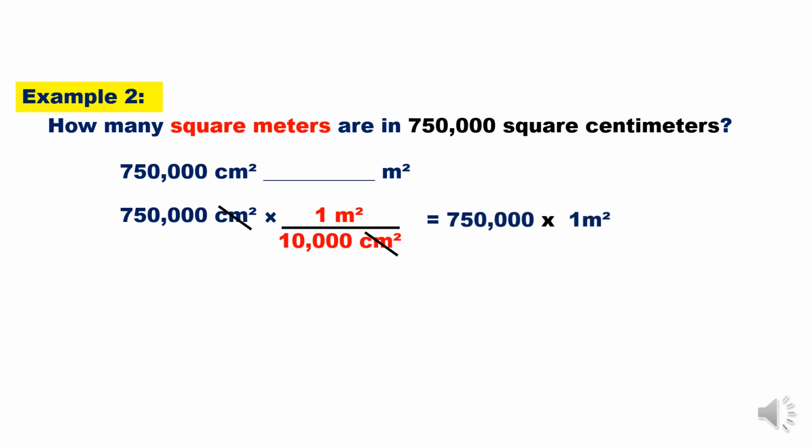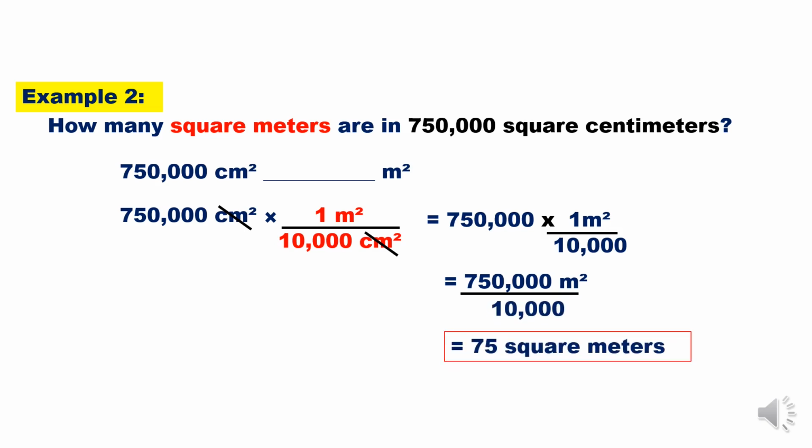So i-multiply 750,000 times 1 square meter, then divided by 10,000. So let's multiply: 750,000 square meters divided by 10,000 equals 75 square meters. Or you can write like that. So 750,000 square centimeters is equal to 75 square meters.